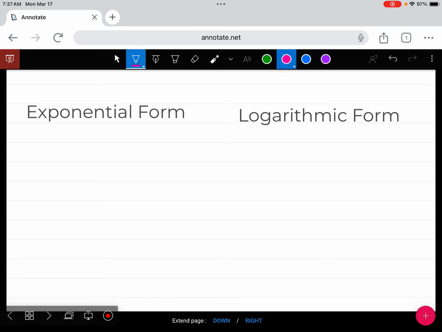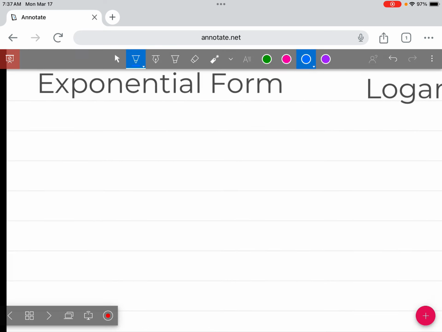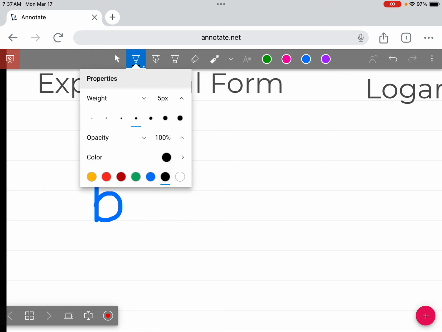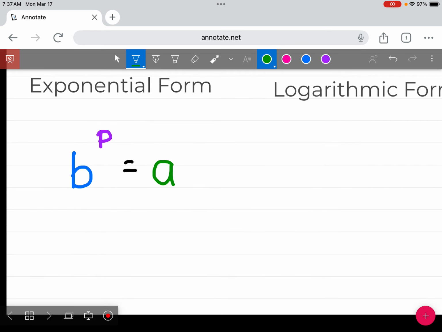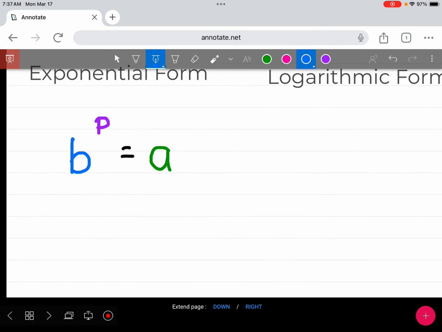So our exponential form versus our logarithmic form is where we're going to start. And what we have for exponential form is something that is a base to some power is going to equal, we're going to call it an argument. So b is our base. p is a power of some sort, an exponent. And we call a the argument.